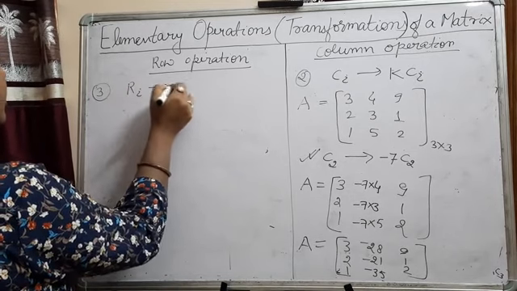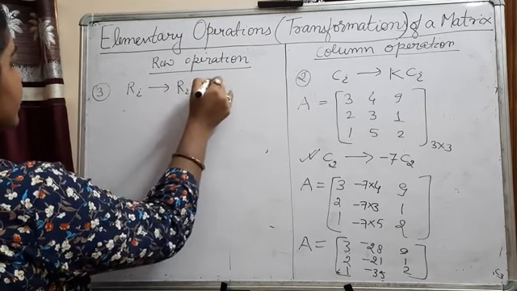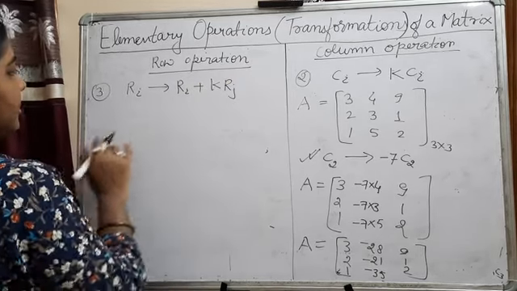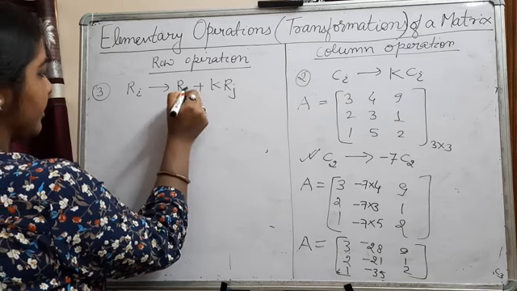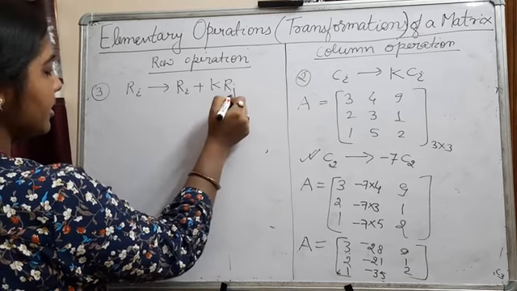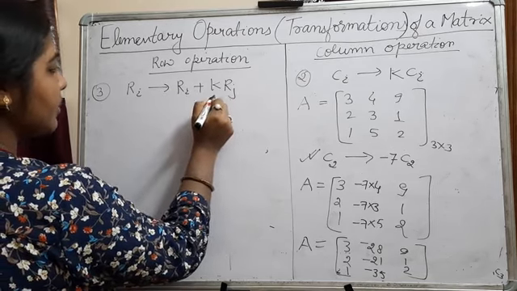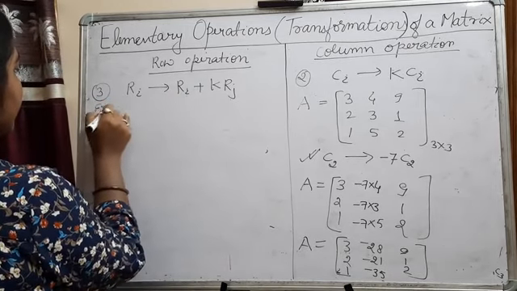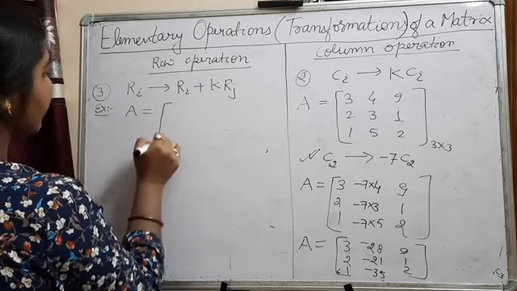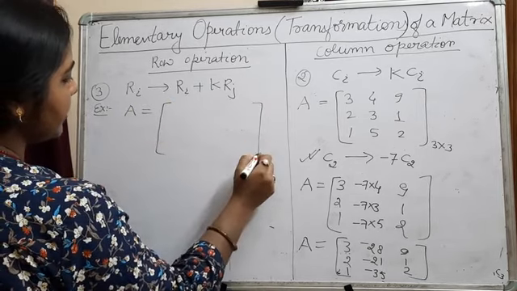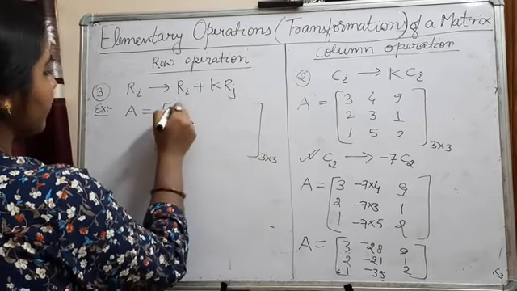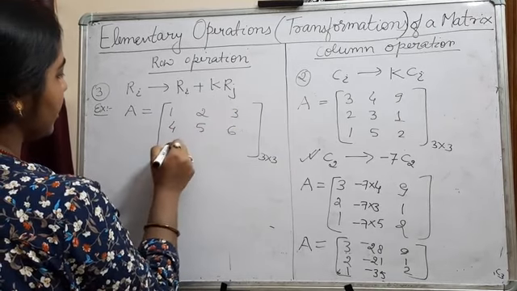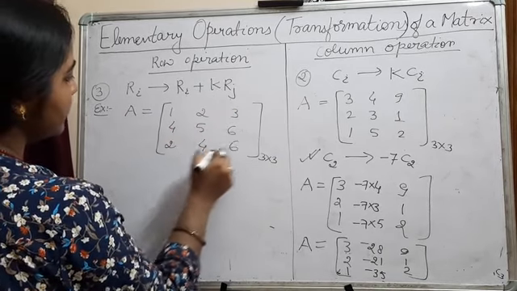Ri tends to Ri plus Krj. Here both are similar rows, but here we are taking scalar multiplication of any other row. So we can take an example for this. I am taking here matrix A, again of 3 by 3: 1, 2, 3, 4, 5, 6, 2, 4, 6.